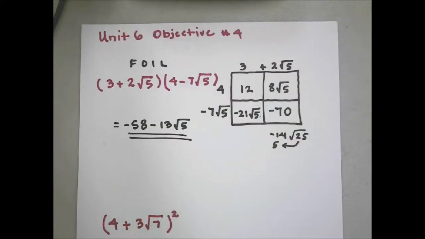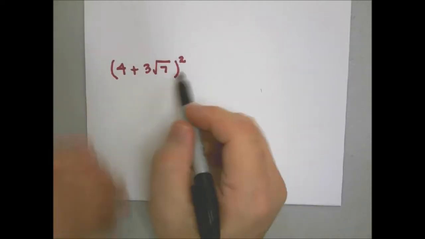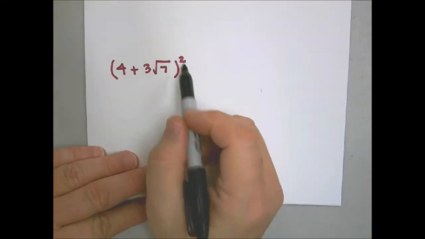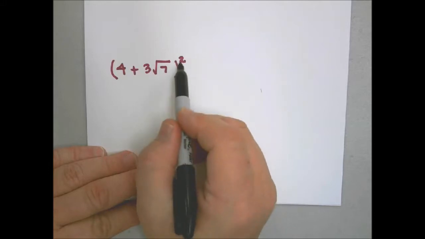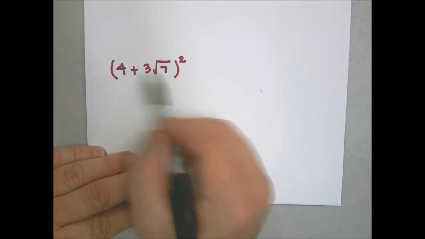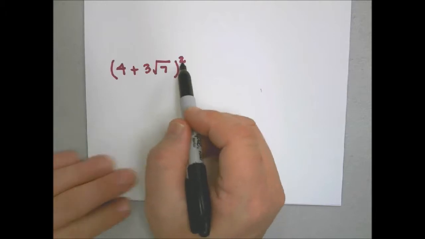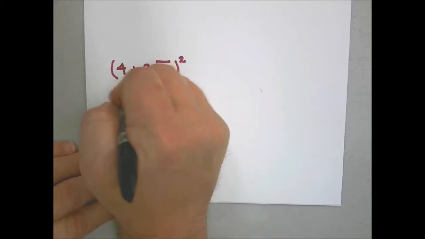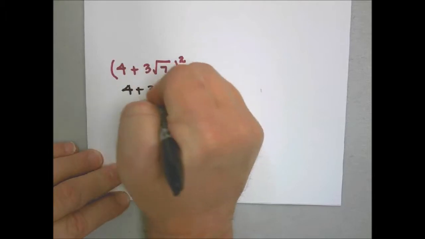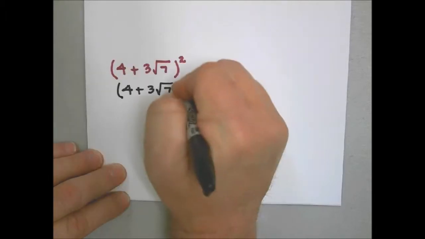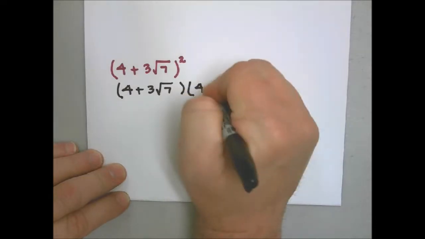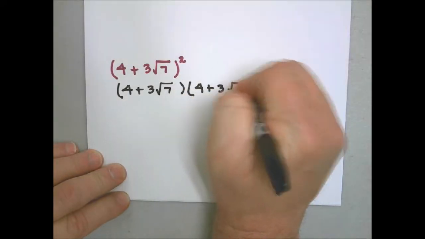Now, you might not see both terms like this. You're going to see some problems that are written like this. Now, the one thing you don't want to do, you can't simply distribute the square to both of the terms of the binomial. You just can't do that. You have to actually do what this says to do, which is square the term. Squaring the term would mean take 4 plus 3 square root 7 and multiply it by another 4 plus 3 square root 7.